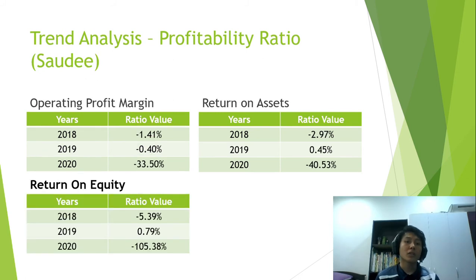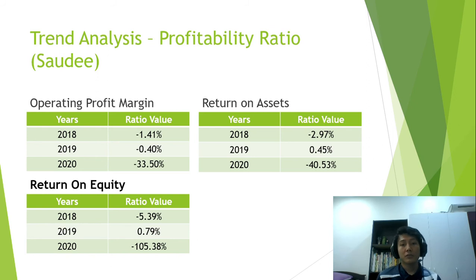Next, we have a table of operating profit margin, return on assets, and return on equity. As we can see here, Saudee Group has operating profit margin for all 3 consecutive years show poor ratio performance. It shows that the company's operating profit margin was in a negative value from 2018 until 2020. This is because the company suffered a loss before interest, or operating loss. The worst operating profit margin value was recorded in 2020. It indicates that every 1 ringgit the company spent, it lost 33 cents.